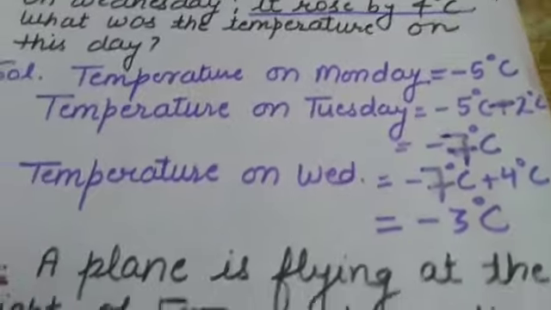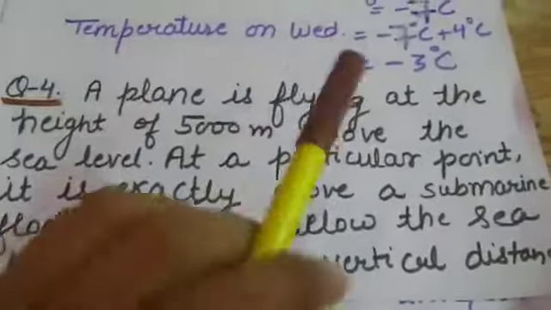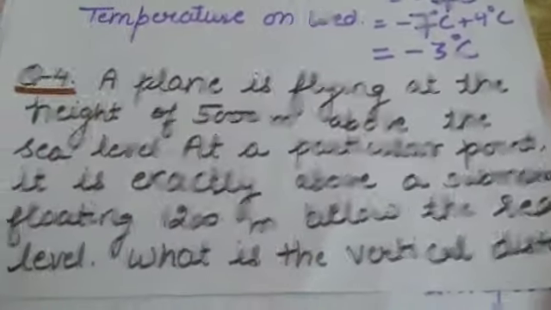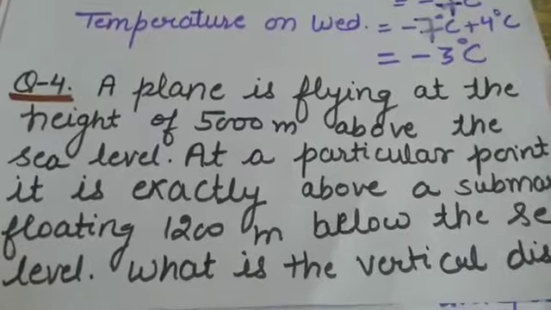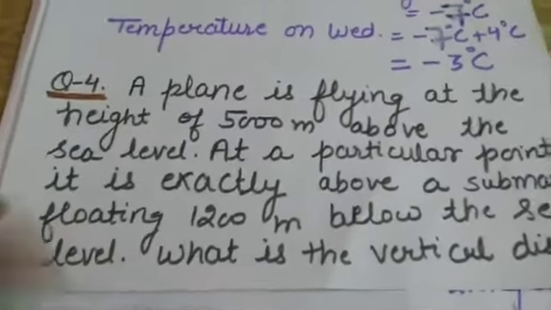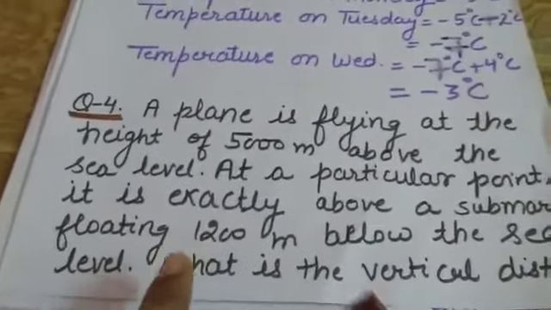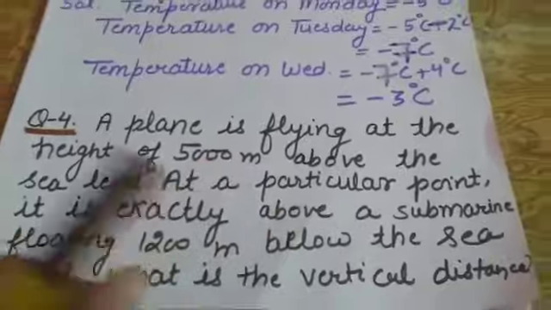Now come to the next question. Let me read the question. A plane is flying at a height of 5,000 meters above sea level. At a particular point, it is exactly above a submarine. A submarine is a kind of boat floating 1200 meters below the sea. What is the vertical distance between them? You have to find the vertical distance.